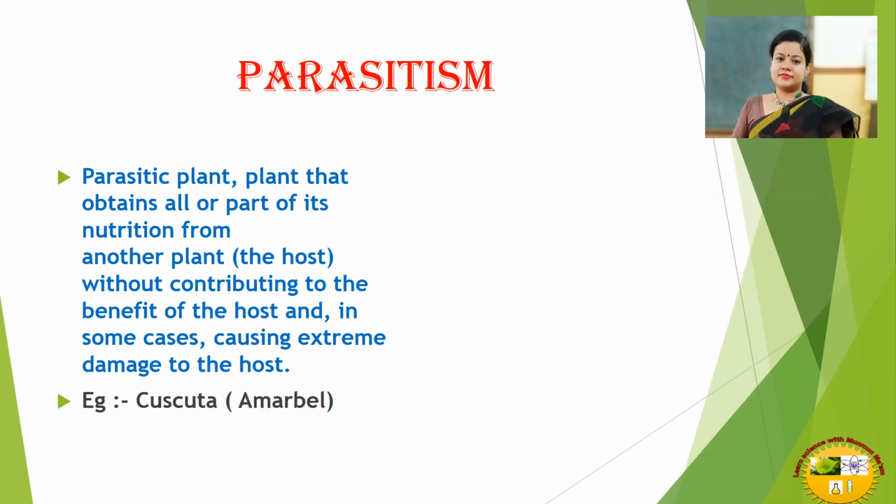Next is parasitism. Parasitic plants obtain all or part of their nutrition from another plant, that is known as the host, without contributing to the benefit of the host, and in some cases causing extreme damage to the host. So, on the contrary to symbiosis where two organisms are mutually benefiting each other, in the case of parasitism, parasites only get benefits from the host, but in return they cause harm to the host. Okay, example Cuscuta or Amarbel.